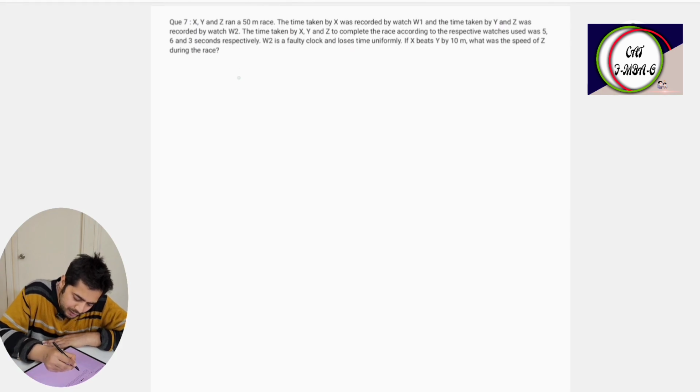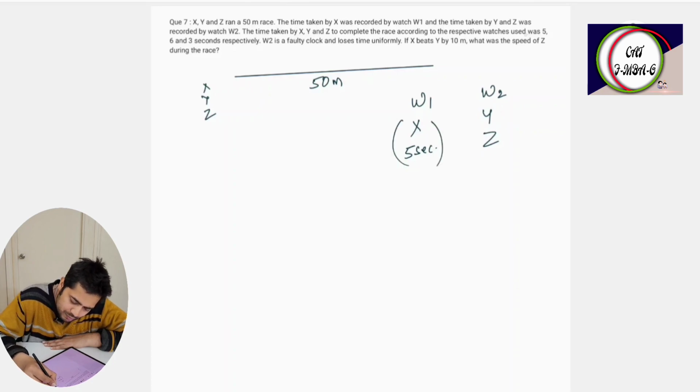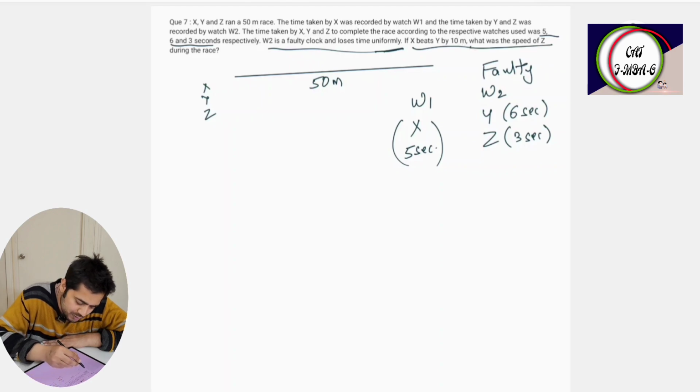Okay, X, Y, and Z ran a 50-meter race. The time taken by X was recorded by watch W1, and the time taken by Y and Z was recorded by watch W2. The time taken by X, Y, and Z to complete the race according to the respective watches was 5 seconds, 6 seconds and 3 seconds. W2 is a faulty clock. This is faulty and loses time uniformly. If X beats Y by 10 meters, what was the speed of Z?